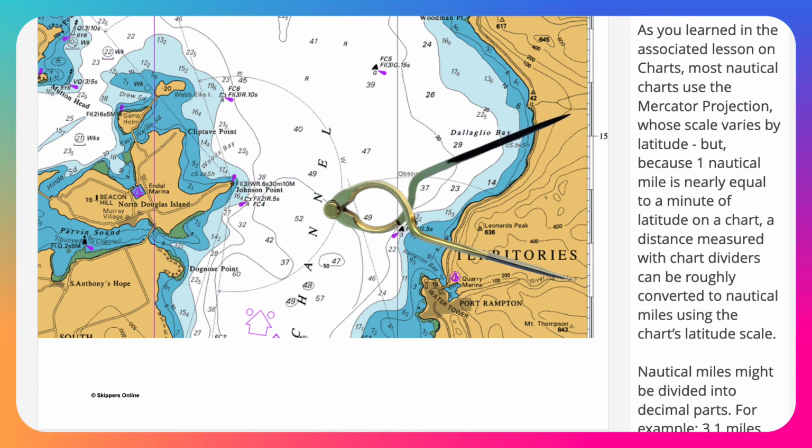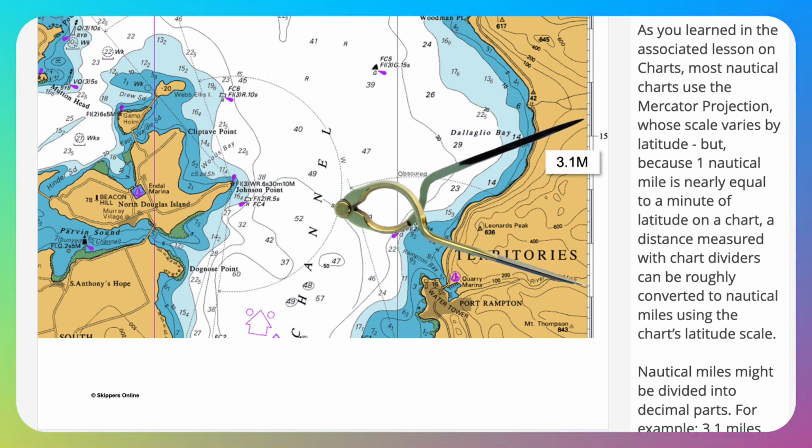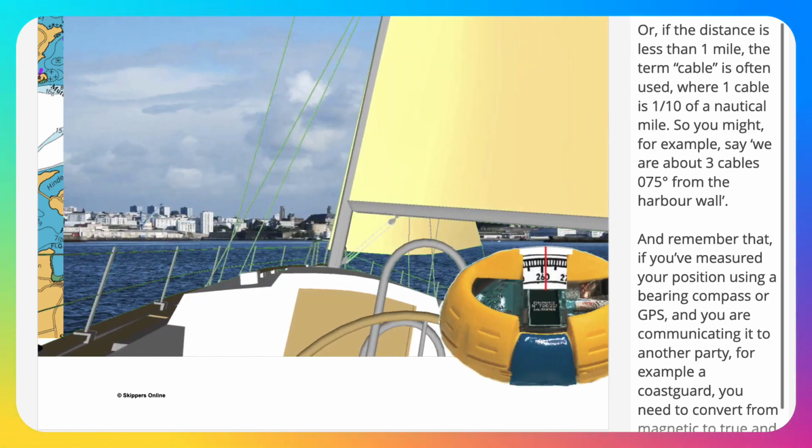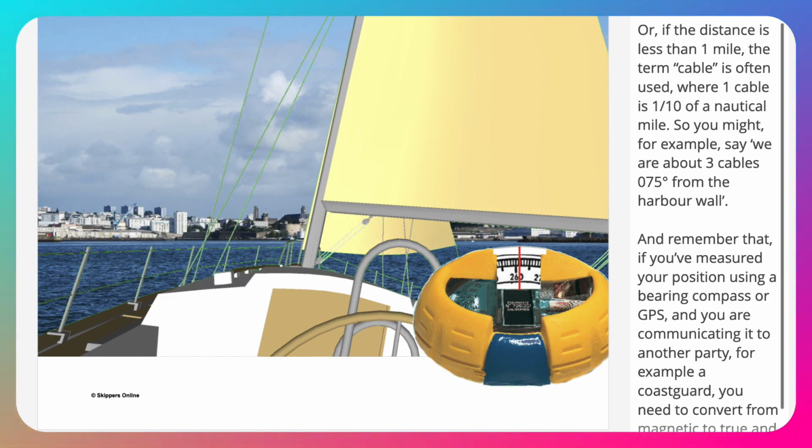Nautical miles might be divided into decimal parts, for example 3.1 miles. Or, if the distance is less than 1 mile, the term cable is often used, where 1 cable is 1/10 of a nautical mile. So you might, for example, say, we are about 3 cables 075 degrees from the harbour wall.